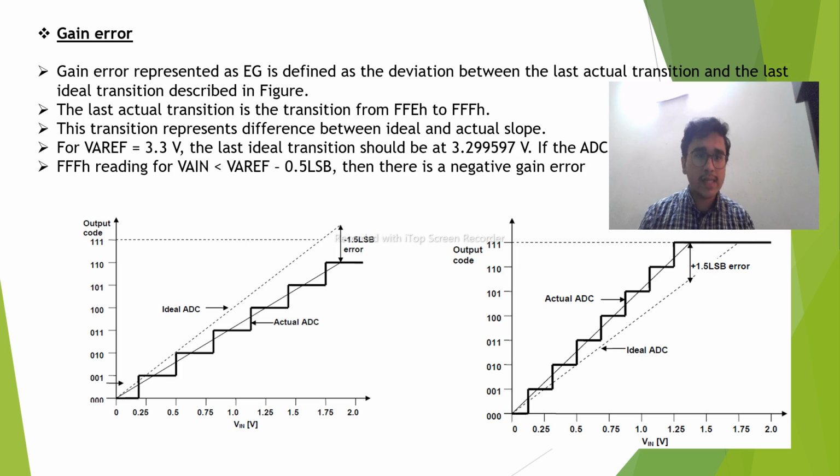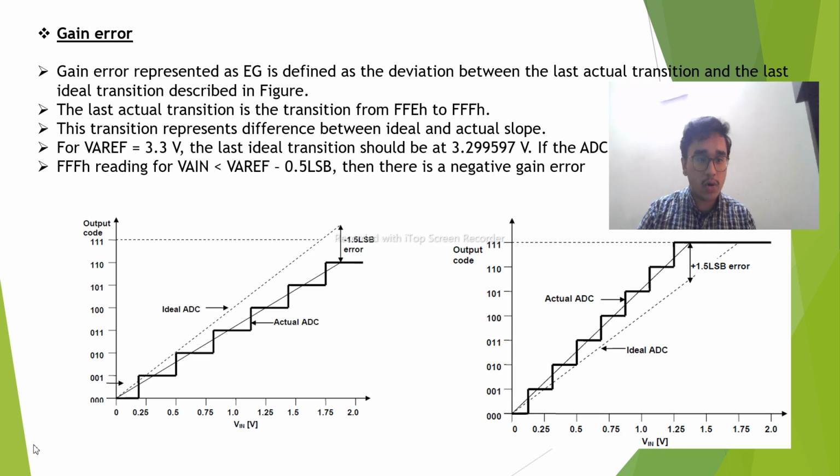Okay, as you can see here, this transition represents the difference between the ideal and the actual slope of the ADC's curve. It represents the difference between the ideal voltage at which the converter provides the full scale output voltage and the actual voltage which is being given to the converter at that point, right?